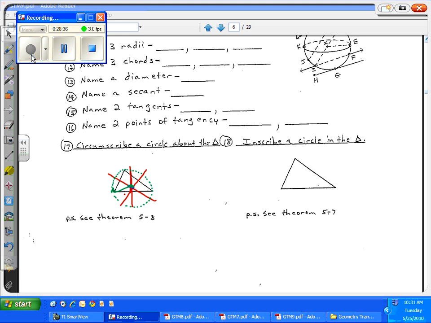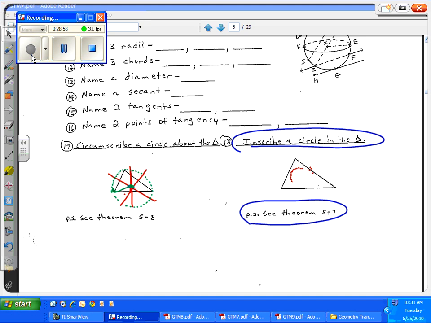The perpendicular bisectors of the sides of a triangle intersect at a point that is equidistant from the vertices of the triangle. If we want to inscribe a circle, we're going to go back to Chapter 5. We're going to look at Theorem 5.7. We're wanting to inscribe it, which means that the circle needs to be such that each of the sides is a point of tangency. In other words, the center of the circle needs to be equidistant from the sides.